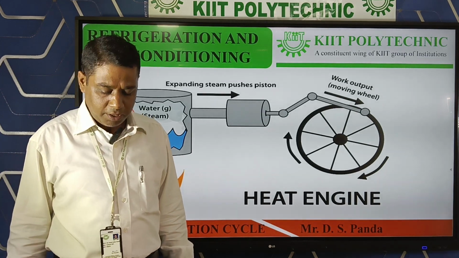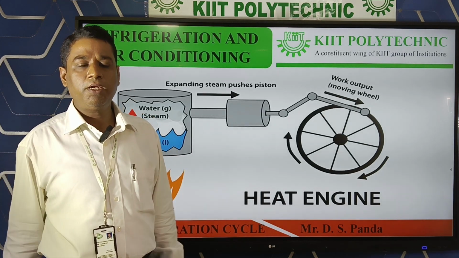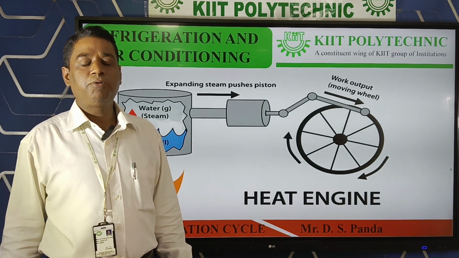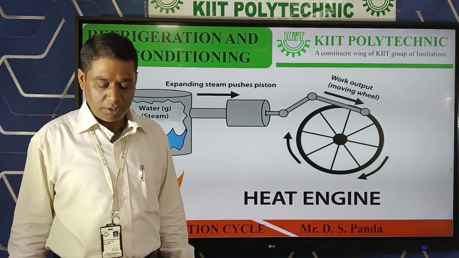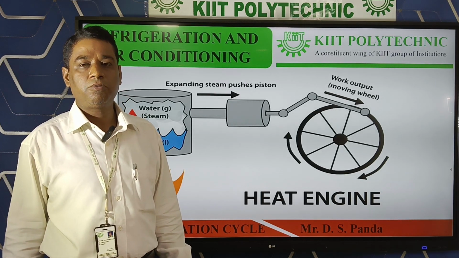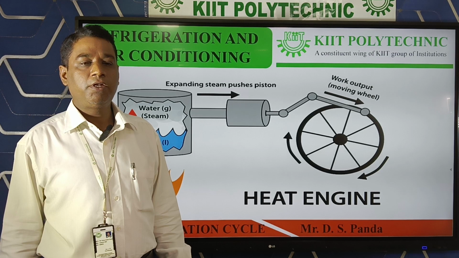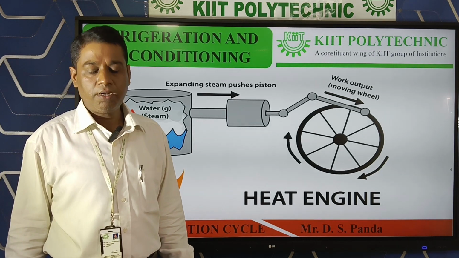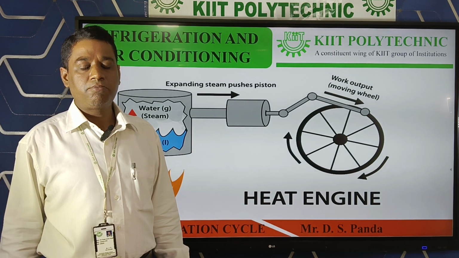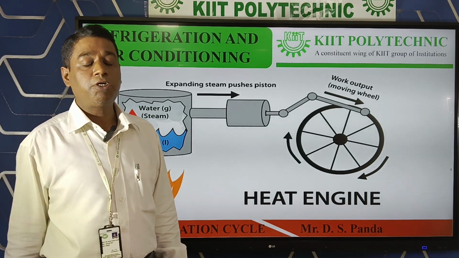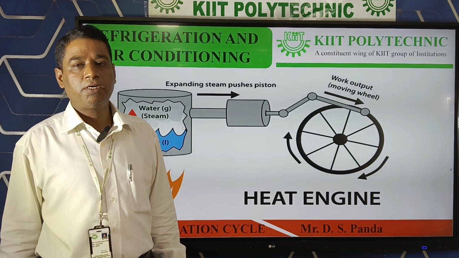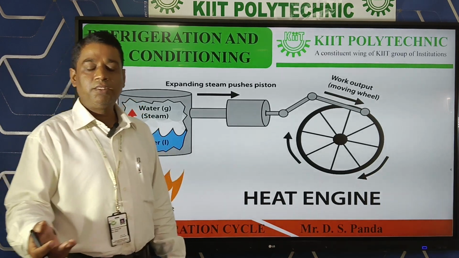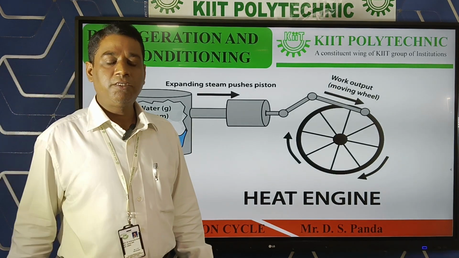The heat supply is given through different fuels. For example, petrol and diesel: the calorific value of petrol and diesel is almost 45,000 kilojoule per kg. If we use 1 kg of petrol, then after complete combustion, it will produce 45,000 kilojoule of heat. So that heat is used to run the engine, automobile engines also.